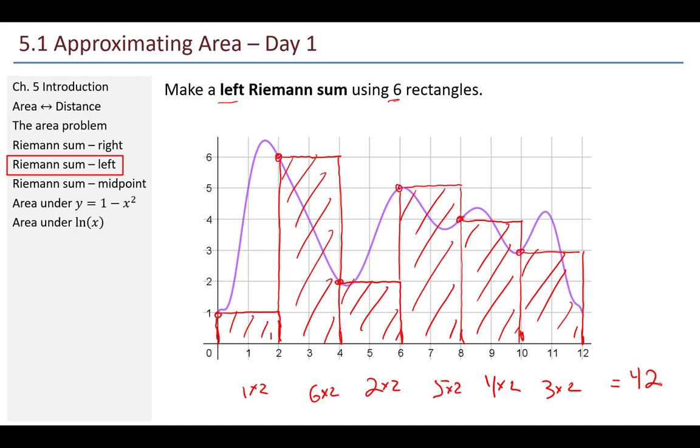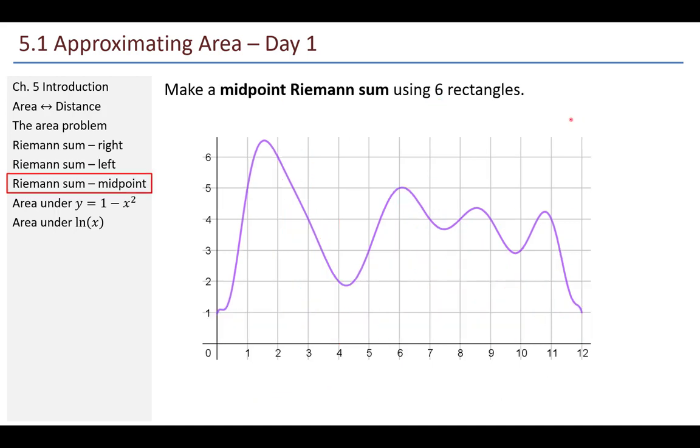Right, so in the previous example we got an area of 45. In this example we got an area of 42. Yeah, they're not far from each other. They are just approximations. One last example, how about the midpoint Riemann sum?